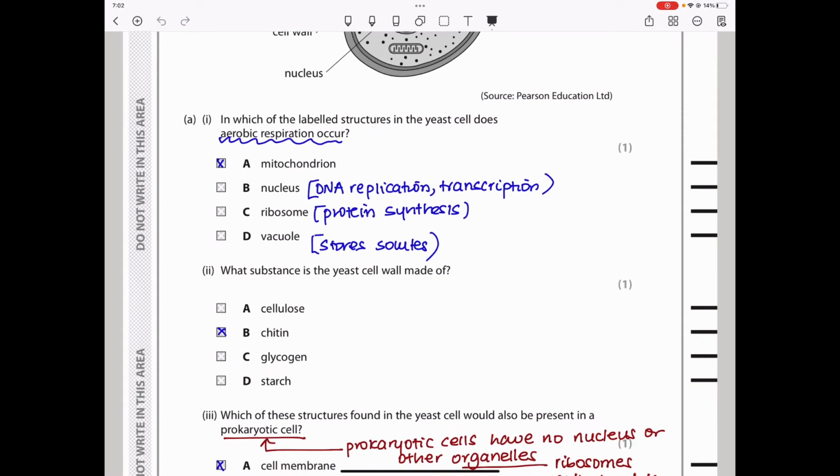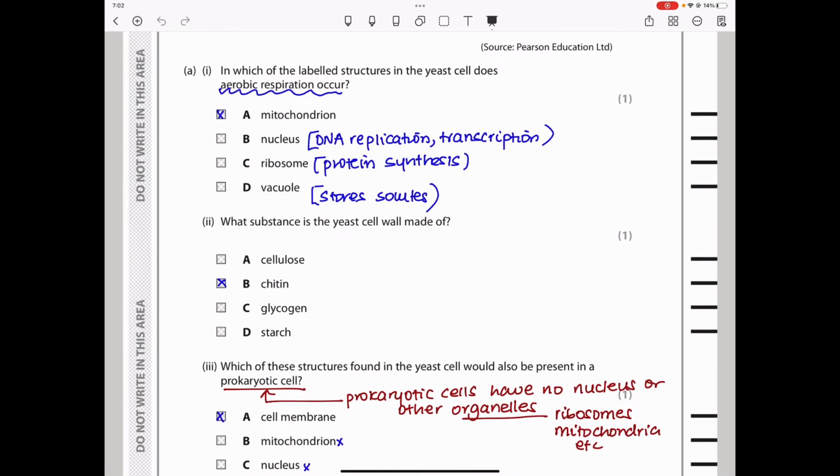The next part says, what substance is the yeast cell wall made of? The yeast cell wall is made out of chitin. Some people call it chitin, others call it chitin. It's made out of chitin. Cellulose is for plants. Glycogen is in animals, and that can be in starch. And so it's only chitin.